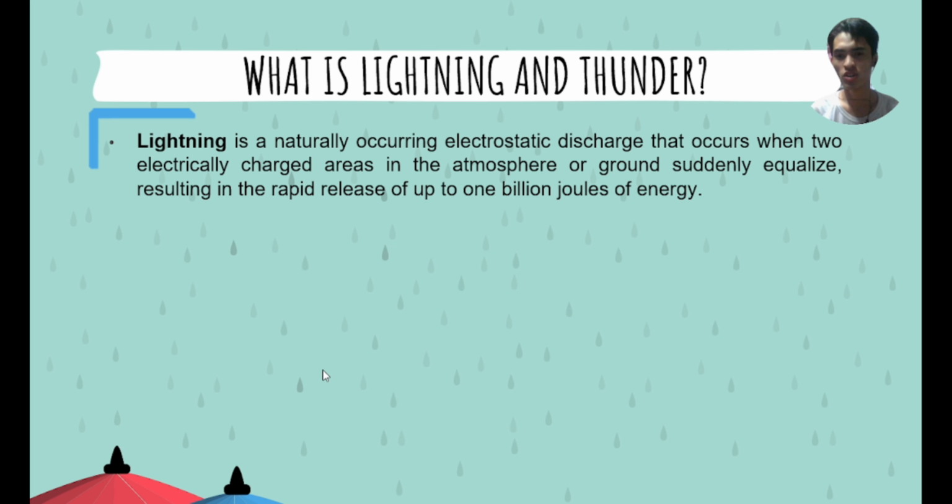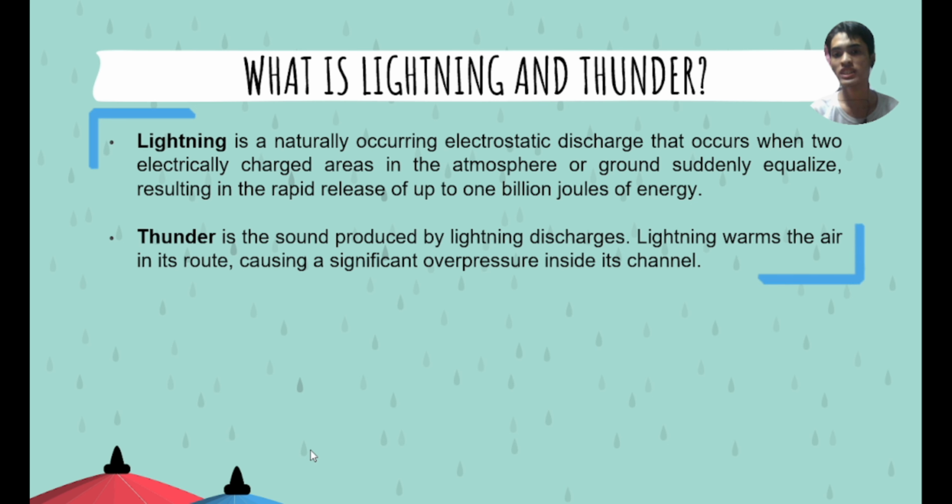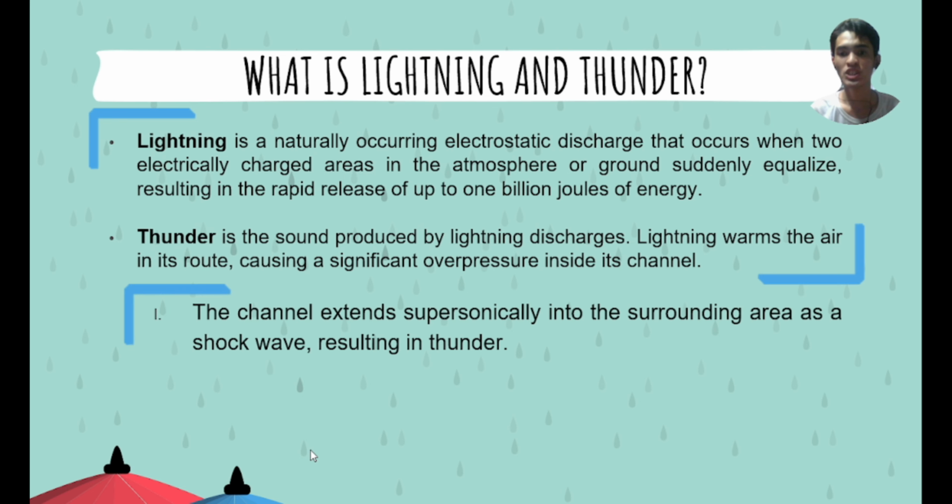Lightning is a naturally occurring electrostatic discharge that occurs when two electrically charged areas in the atmosphere or ground suddenly equalize, resulting in the rapid release of up to 1 billion joules of energy, while thunder is the sound produced by lightning discharges. Lightning warms the air in its route, causing a significant overpressure inside its channel. The channel extends supersonically into the surrounding area as a shock wave, resulting in thunder.